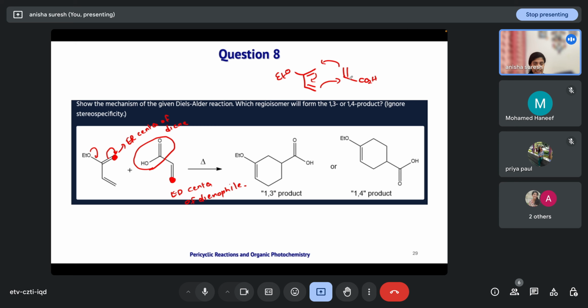like the Diels-Alder reaction will be taking place in this way, and this will be the regioisomer that will be formed. It is 1,4. With respect to OEt and CO2H, it is the 1,4 product that is forming. Clear?